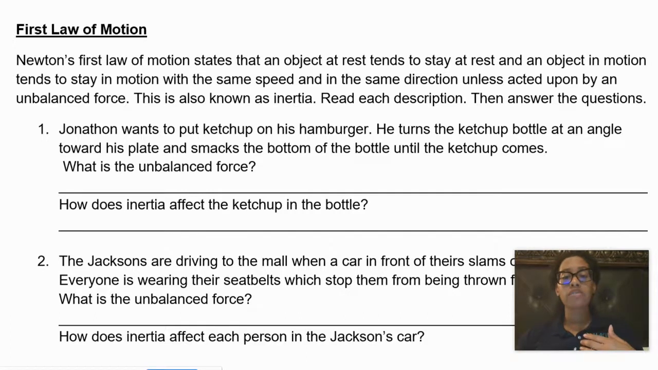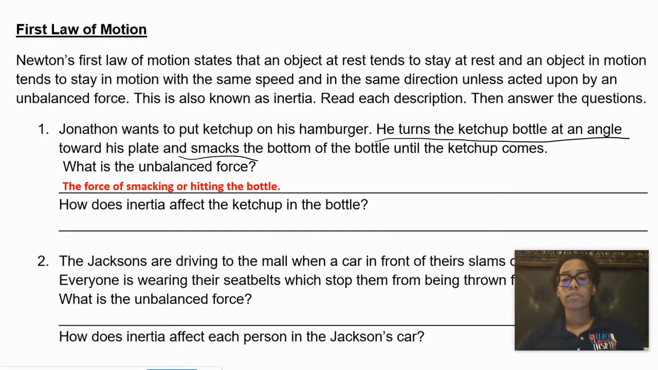Well, the unbalanced force is any force that causes a change in motion. When he turns the ketchup bottle at an angle and smacks it, that is the unbalanced force. Okay, the ketchup bottle was at rest. He turns it, that's changing direction. That is a change in motion, that's unbalanced. And then he smacks it. Okay, so he's trying to get the ketchup to flow out. Well, how does inertia affect the ketchup in the bottle? The ketchup keeps moving. The ketchup keeps moving out. So I'm going to fill in.